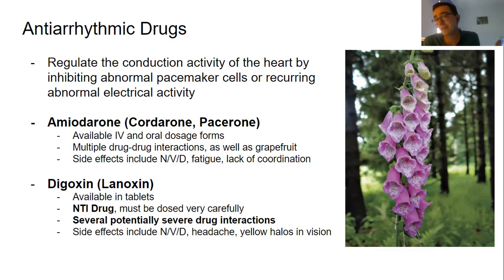Now, digoxin is one of my favorite drugs because it relates back to natural products. As you can see right there, that beautiful flower is called foxglove. Digitalis purpurea is its Latin name. And it actually naturally produces digoxin as a chemical within its leaves. So it was originally derived from that beautiful flower over there. It turns out it's a very, very powerful cardiac glycoside that helps regulate heart rhythm.